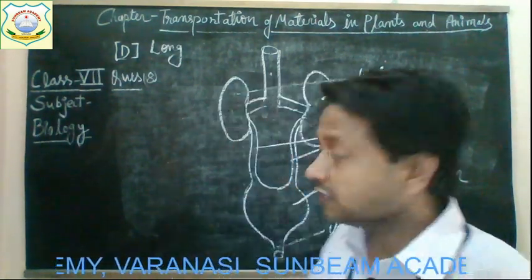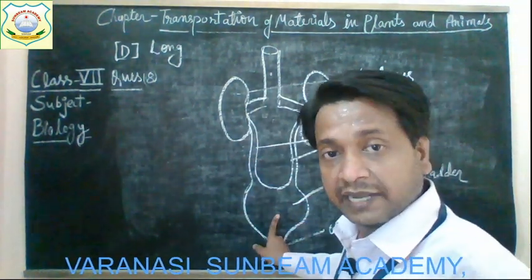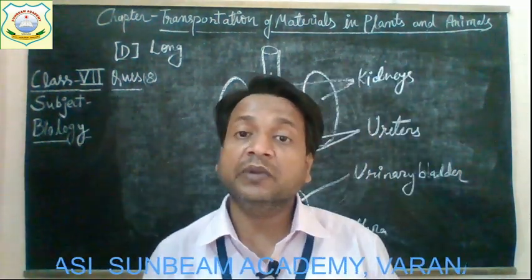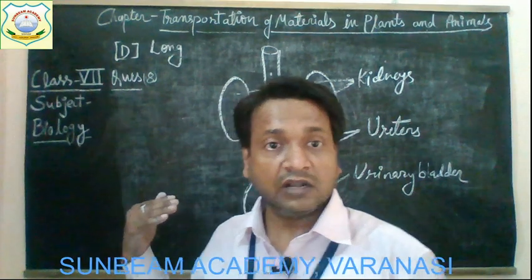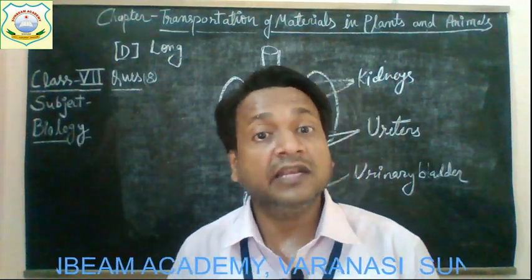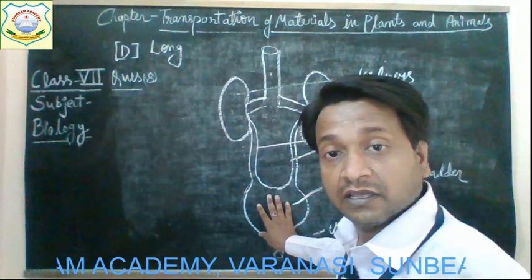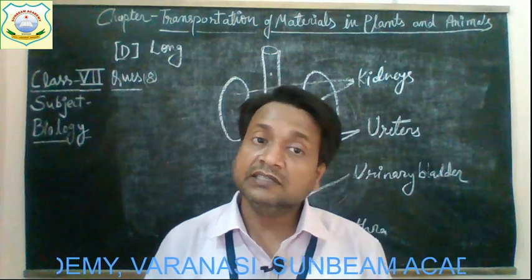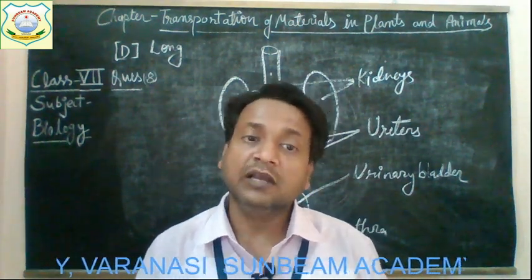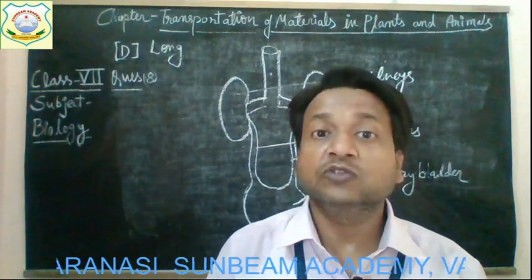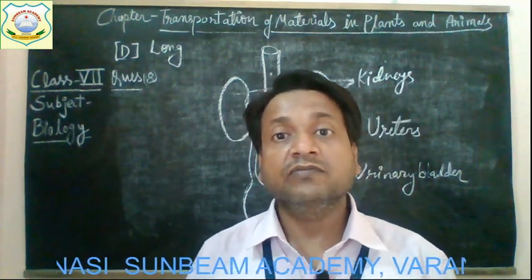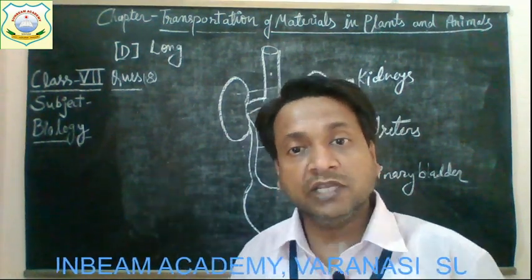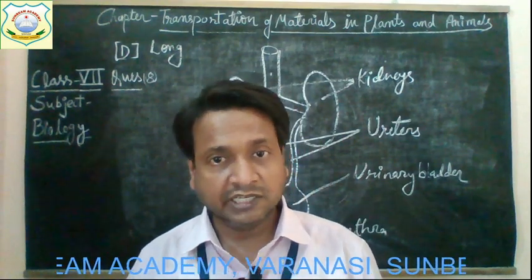All right, so that urine moves from the kidney into the urinary bladder through two tubes called ureters, and it passes into an elastic sac known as the urinary bladder. The bladder stores the urine until it is excreted from the body through the urethra. So this is the complete process of the movement of the blood in the kidneys and the removal of the urine from the body. Got it, children?